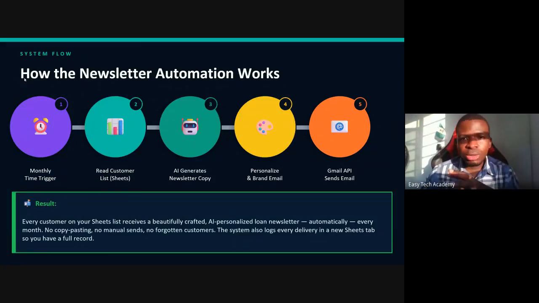So how the newsletter automation works, the first thing is every month it does a trigger. So you're going to set a monthly trigger. But because of tonight's class, we will not do a monthly trigger. What should we do? I want somebody to talk. What type of trigger should we do? I want everybody to test it. So we're going to do a 5-minute trigger. So every 5 minutes, it will send an email.